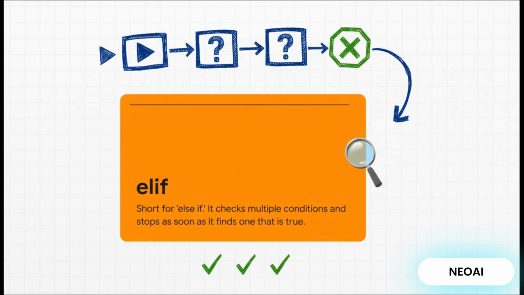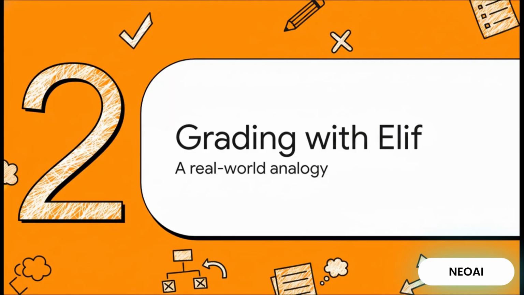And here's the crucial part. The moment it finds that first true condition, it stops. It doesn't check anything else. Honestly, the best way to get this is with an example we can all wrap our heads around, figuring out grades on a test. Let's just break down the logic we'd use, in our own minds.